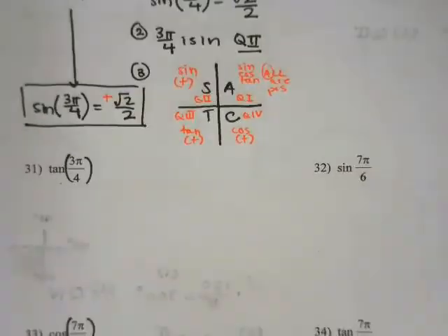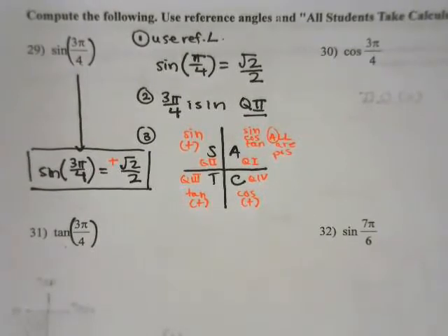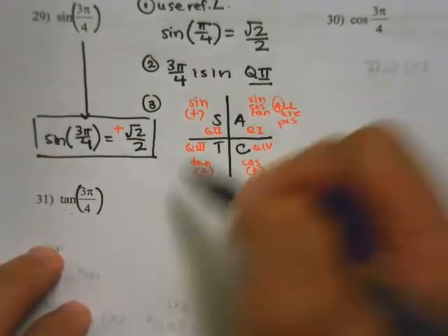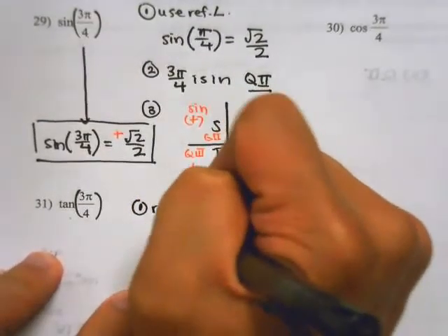Hopefully that makes sense to you guys a little bit. I know I've taught it very slowly, but after a while, when you get the reference angle, which quadrant, All Students Take Calculus, then it might be a little bit faster for you guys. Let's do number 31 now. I'm just doing it step by step. After a while, you might not even need all of these parts over here. So, reference angle.